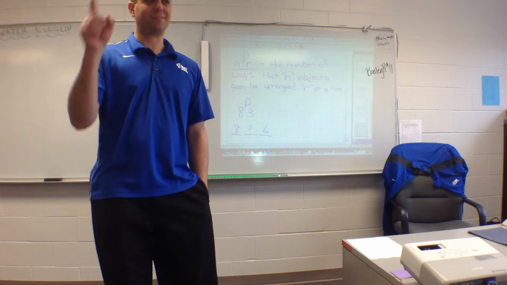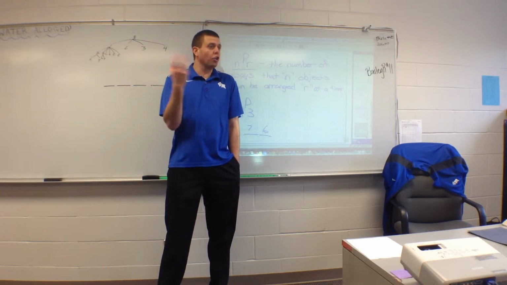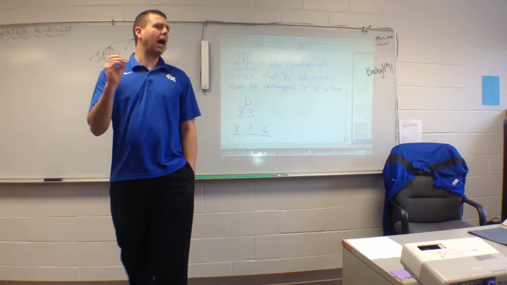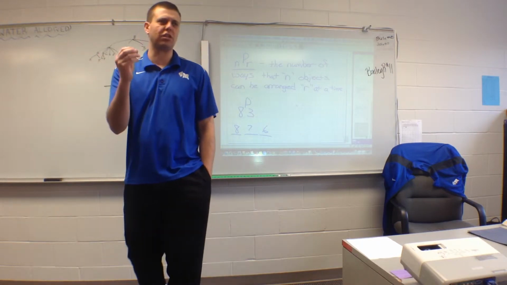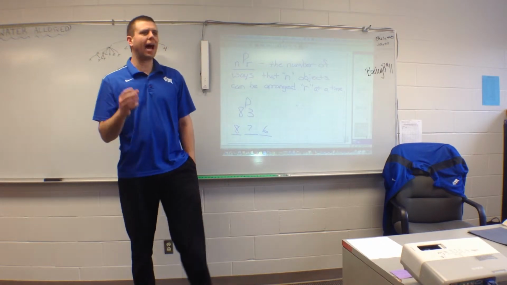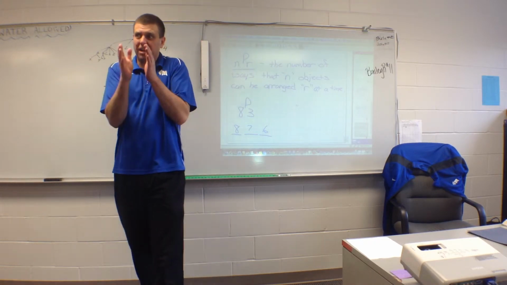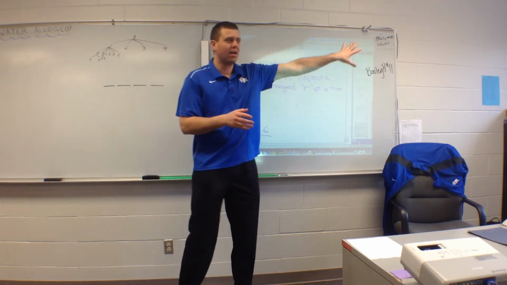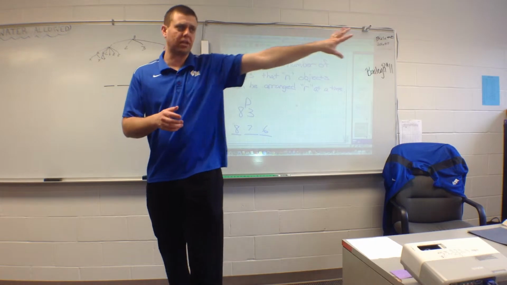If I said how many ways could all 8 people finish the race, it would be 8 factorial. But I'm just asking you, how many ways could they medal? Could they get gold, silver, bronze? How many ways could they finish first, second, and third? So now, I'm not arranging all of those things. I'm only arranging some of them. I'm only putting the first 3 in order, because I don't care how they finish after first, second, and third.